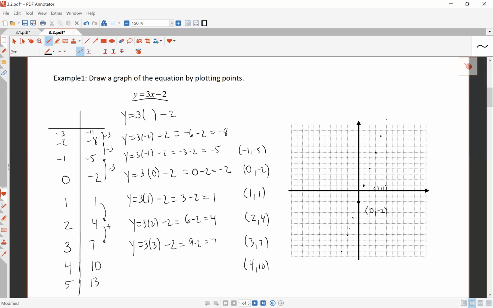And those points are all solutions to the equation. And then any point in between those, once we connect the points with a straight line, all of those points on that line are solutions to the equation. And so that's the way to graph this equation, y equals 3x minus 2. We've graphed all of the points that satisfy the equation.